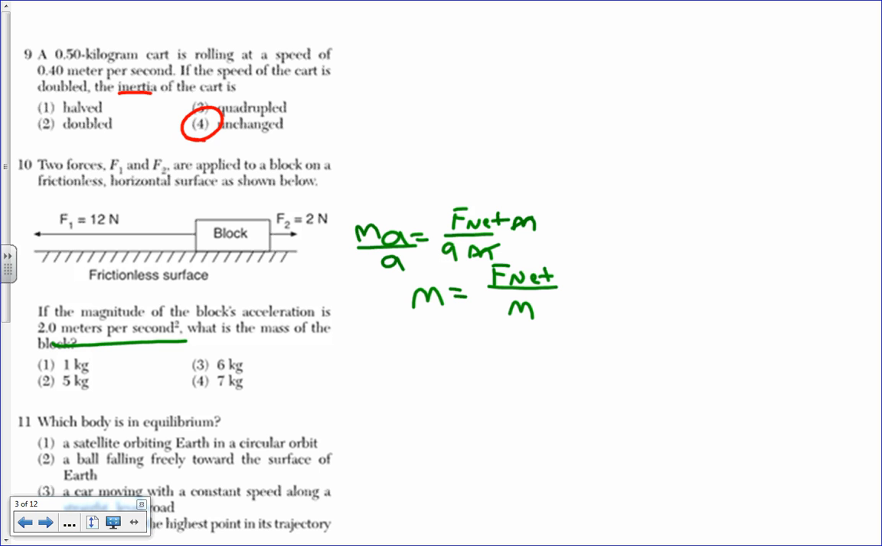Now, what does F net mean? We have a force of 12 going from the left. We have a force of 2 going from the right. So we're going to do the difference of the two. So it's 12 newtons minus 2 newtons divided by the acceleration, which is 2 meters per second squared. So we get 10 in the numerator and 2 in the denominator. And that divided by 2 is 5 kilograms. So we get choice 2.